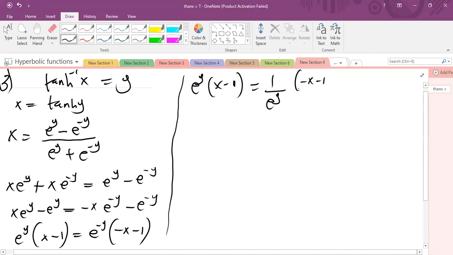So multiply by exponential y on both sides of the equation. So I'll have exponential 2y, x minus 1 is equal to minus x minus 1. So divide by x minus 1 on both sides.